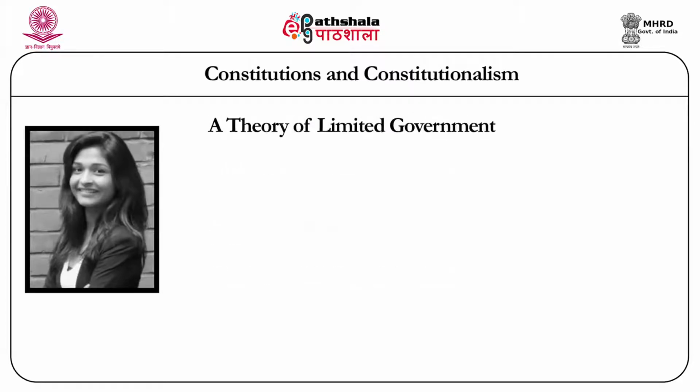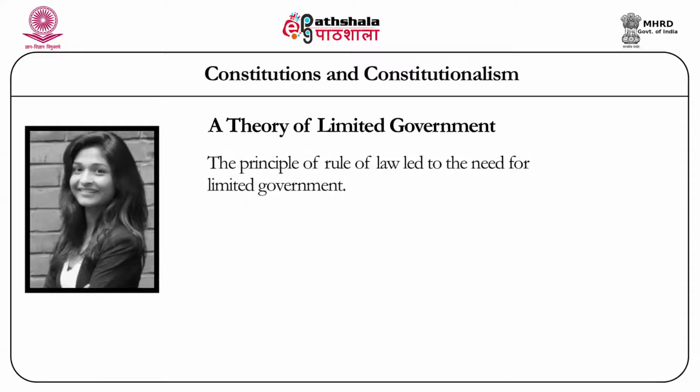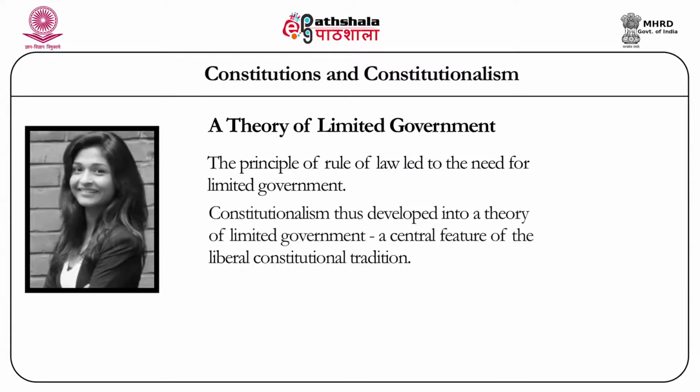The theory of limited government developed in the 18th century and arose, as I mentioned, out of the need to limit the power of political institutions. And so now it is well established that a commitment to modern constitutionalism implies a commitment to limit the scope of government power and to prescribe the method for its exercise.